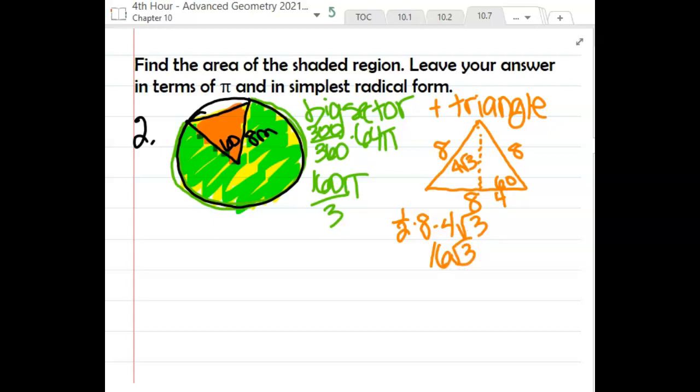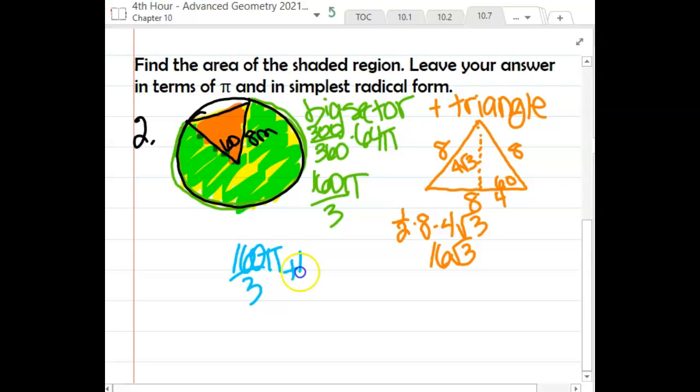This is where I really think coming up with that game plan helps, because after we went through all of that work, our brains are just about done, and then you have to remind yourself, what am I supposed to do with these numbers? We wrote it down, right? You're going to take the area of the big sector, which we said was 160 pi over 3, and add the area of the triangle, which is 16 square roots of 3. This one says leave it in terms of pi and in simplest radical form, so you would leave your answer like this, but make sure you throw on your units.